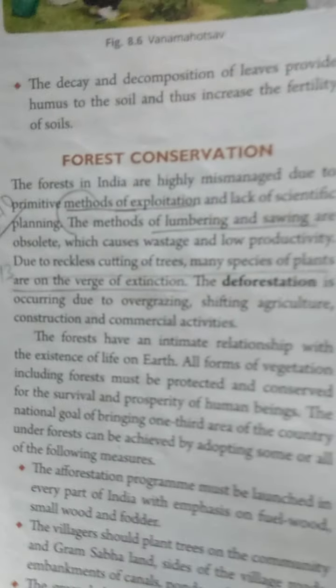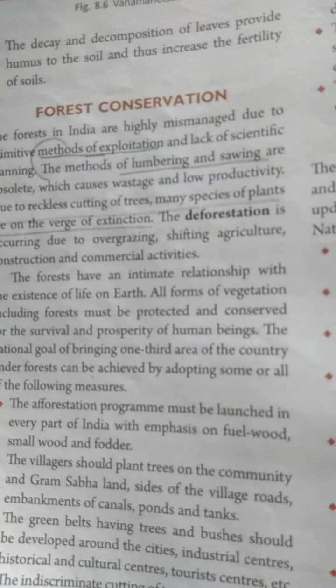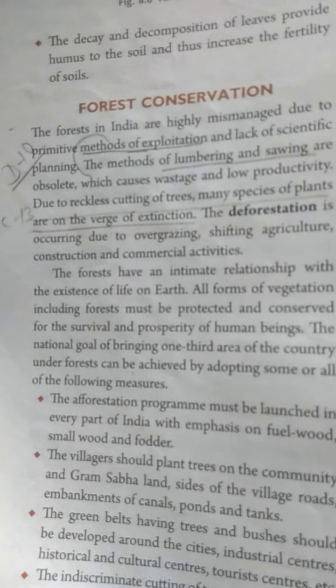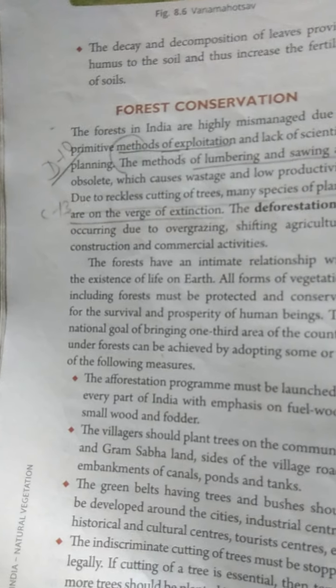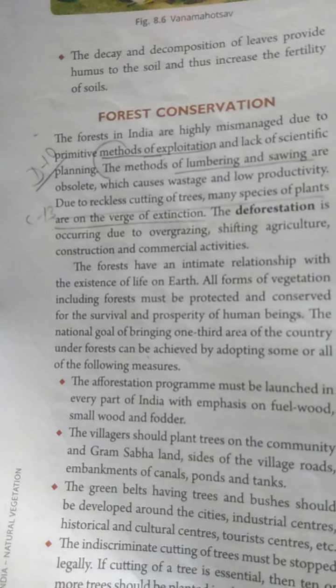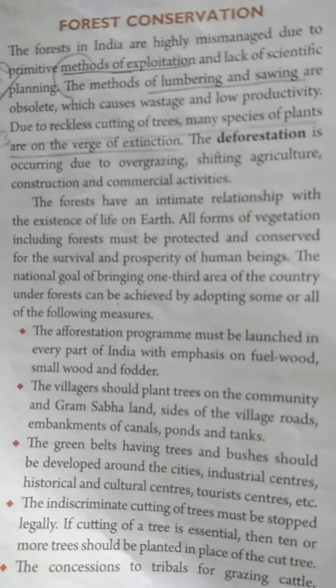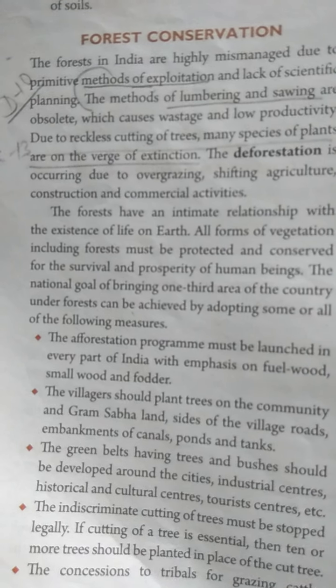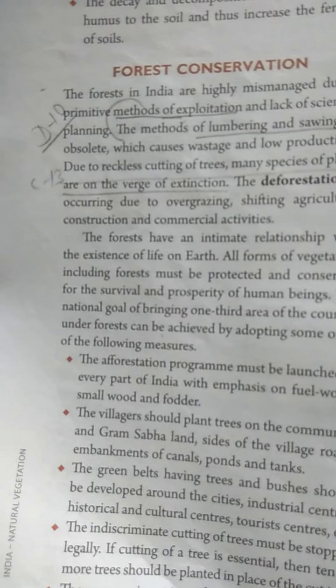Here are some points for forest conservation. Lack of scientific planning, deforestation, overgrazing, shifting agriculture, construction, commercial activities, lumbering, sawing, exploitation and reckless cutting cause wastage and low productivity of the forest and trees. So all forms of vegetation must be protected and conserved for the prosperity of human beings.